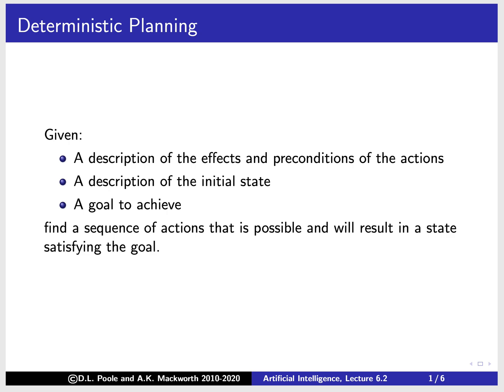There are actually a number of ways, given a planning problem, of converting it into either a search problem or a constraint satisfaction problem. So what we're going to do is look at deterministic planning. Given the description of the effects and preconditions of the actions, for example in the STRIPS representation, we're given a description of the initial state, and we're given a goal to achieve, where a goal is a predicate on states. We're going to find a sequence of actions that's possible, so we can carry them out and result in the state satisfying the goal.